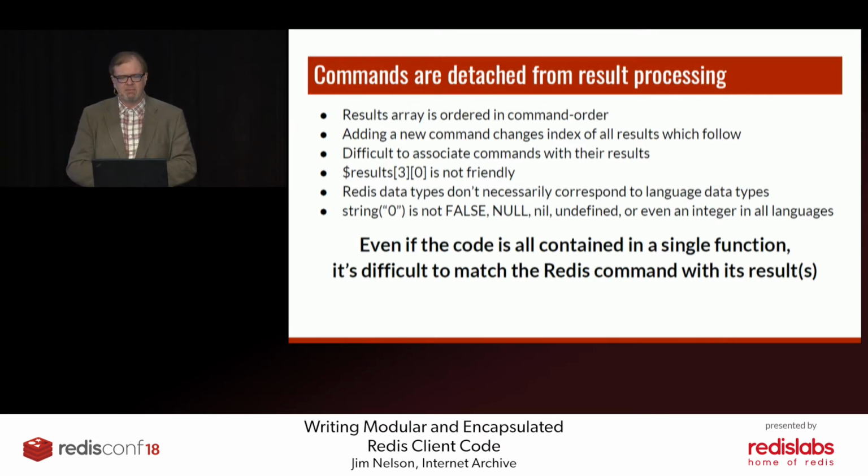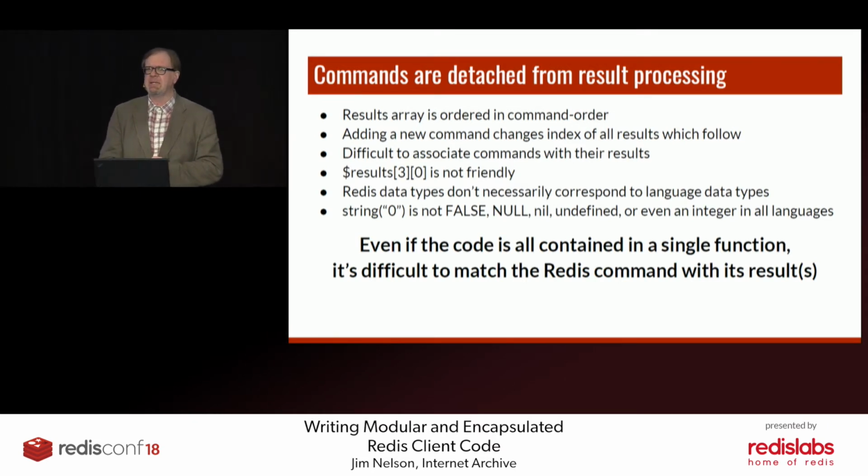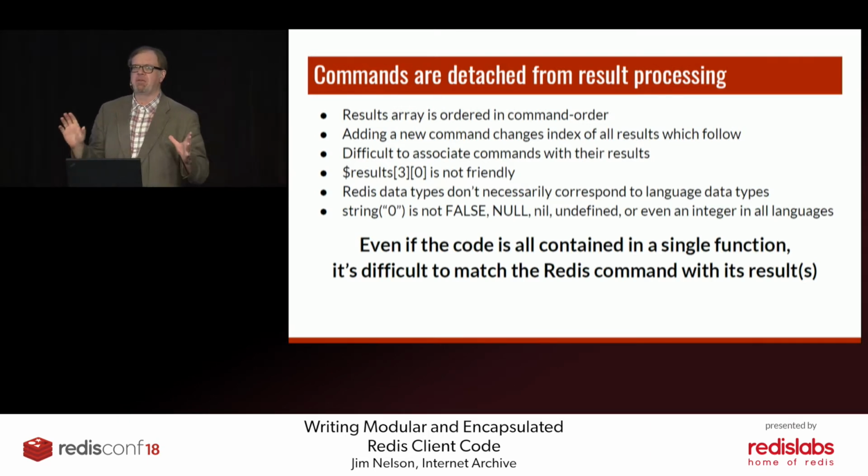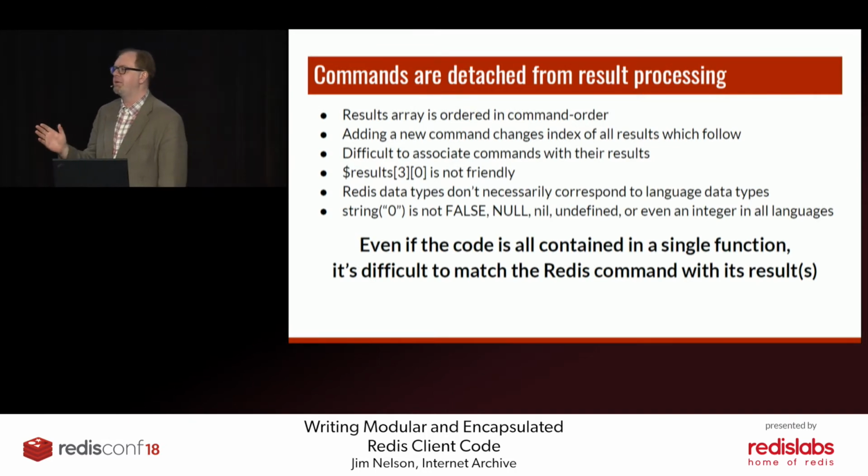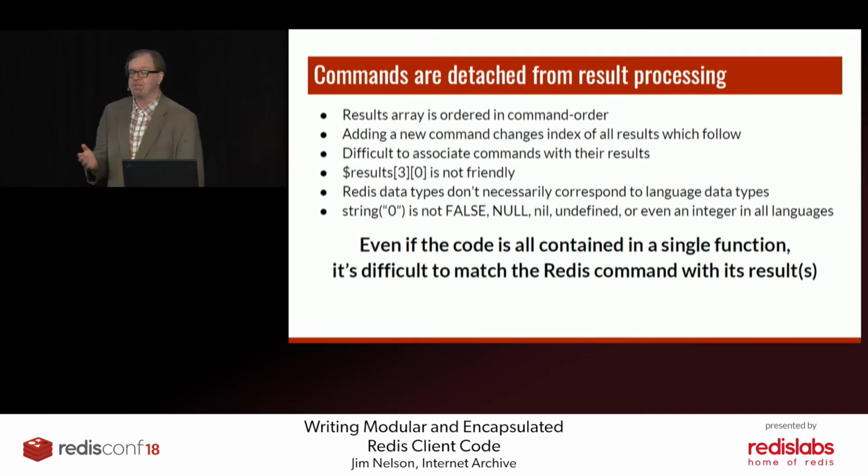For example, Redis data types don't necessarily correspond to language data types. I didn't even handle the fact that the results might need to be transformed. For example, the string 0 is not false or null or nil or undefined or even an integer in many languages. It is in PHP, because PHP is one of the loosest languages you're ever going to find. But a lot of other languages, they would need to be transformed. That value would need to be turned into a data type that the code can recognize and manipulate.